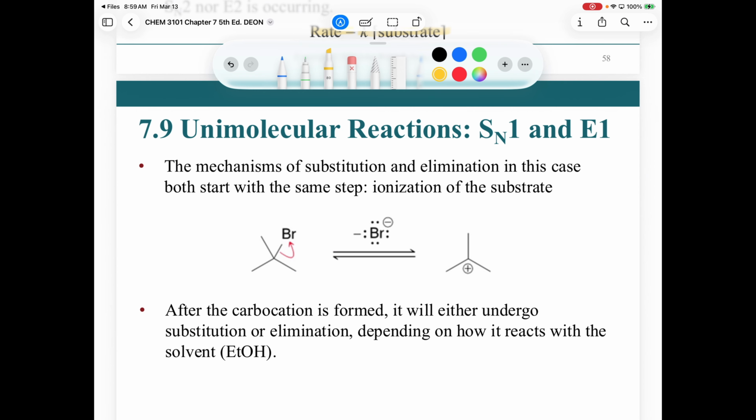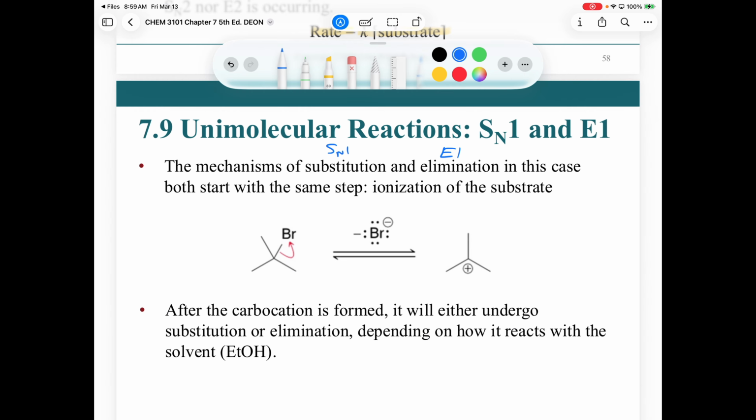And in an E1, it's the same thing. First you get a loss of leaving group, then you get a proton transfer in the end. And so the first step of either of these, whether it's an SN1 reaction or an E1 reaction, is the same for both of them. It's the loss of leaving group.